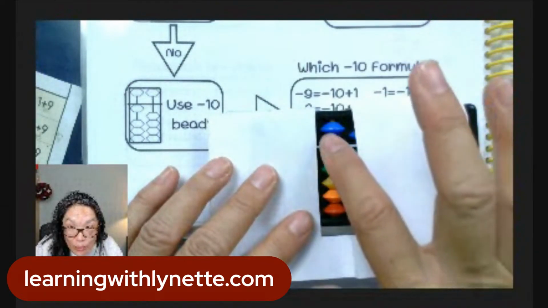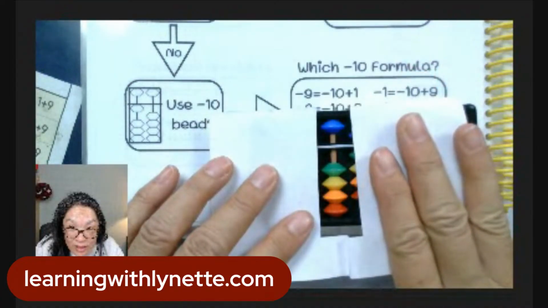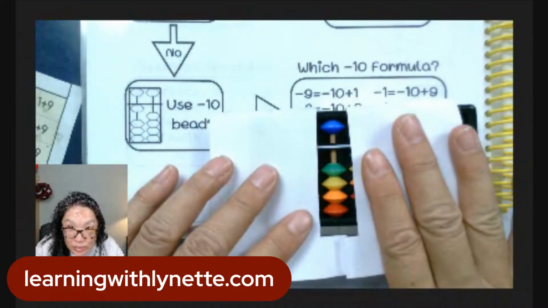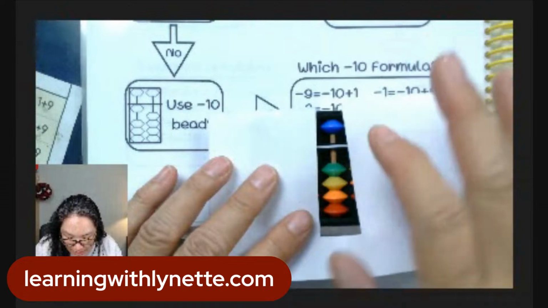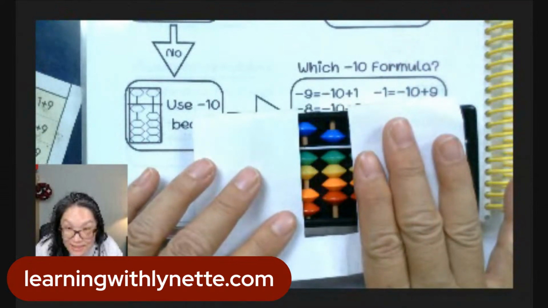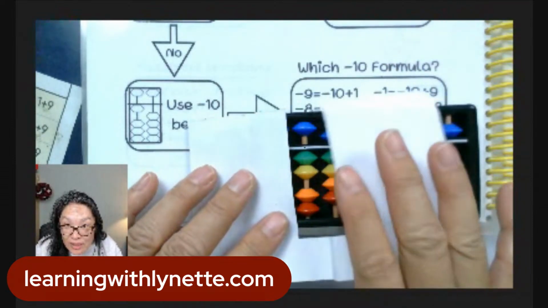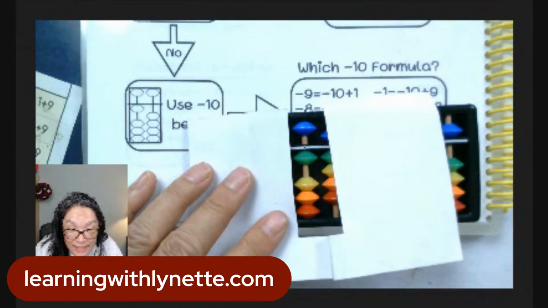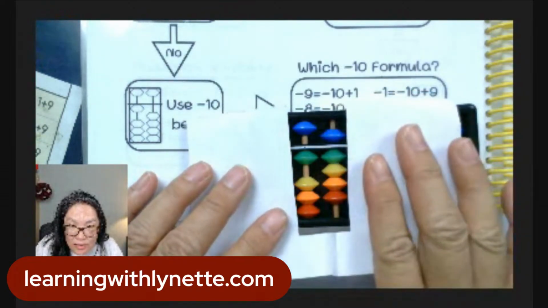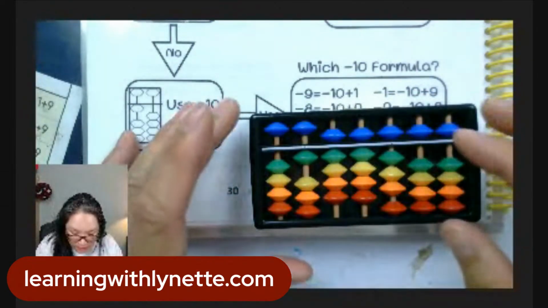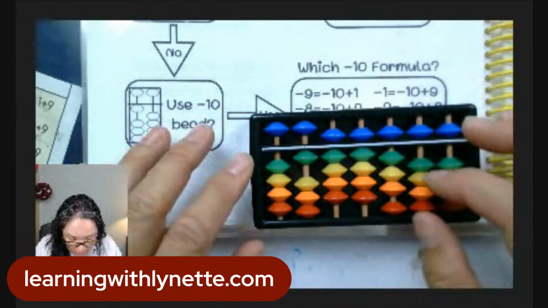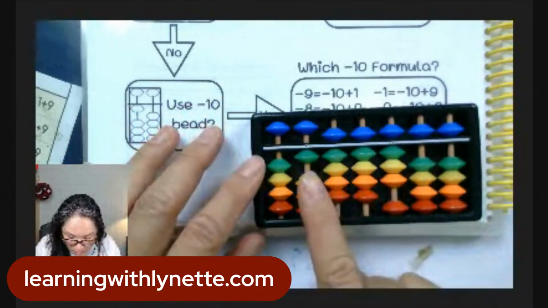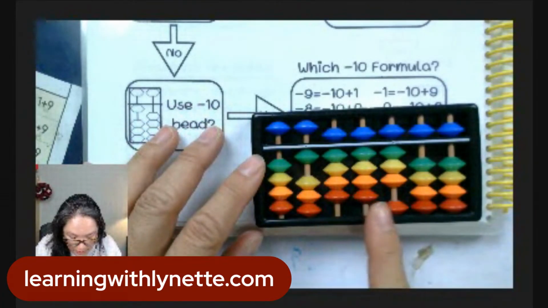Can we take away 1? No, we cannot. What do we do? Minus the 9, plus the 9, minus the 10. Can we take away 1 here? Yes. So we take away the 1. Not minus 1 plus 9. Minus the 10 plus the 9. So my final answer is 1998.